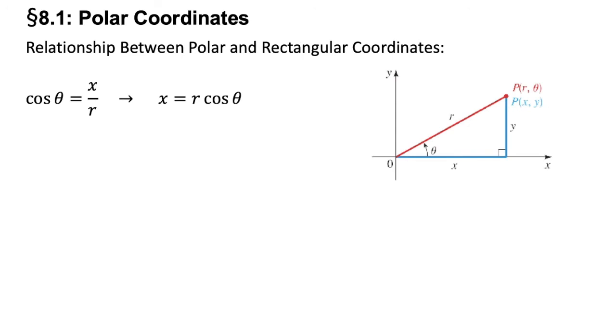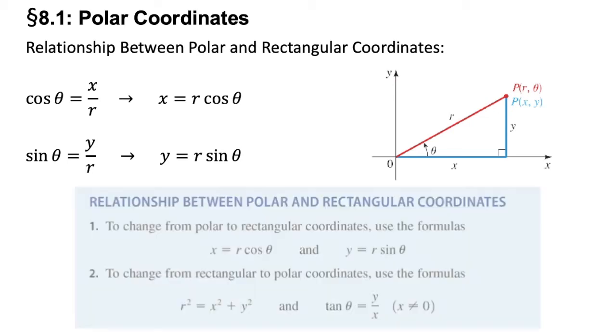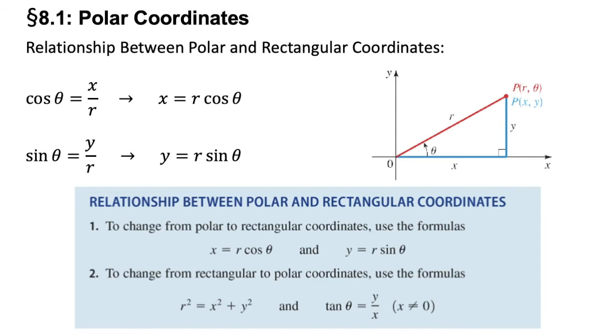We know that cosine of theta equals x over r, and if we multiply by r on both sides, we get x equals r cosine of theta. Similarly, we can define y equals r sine theta. We also know that the equation of a circle described by a radius of r is x squared plus y squared equals r squared, which can be used to find r. And given x and y, we can use tangent of theta equals y over x to find theta.